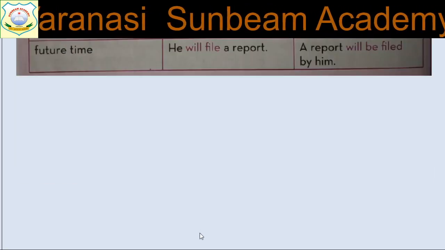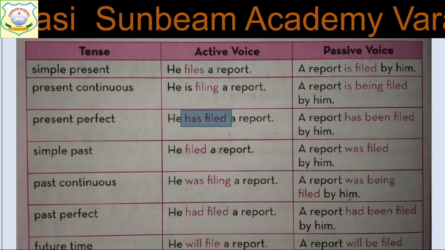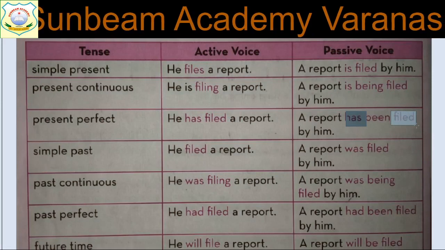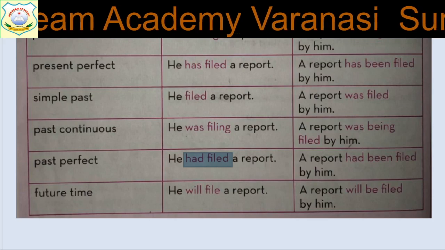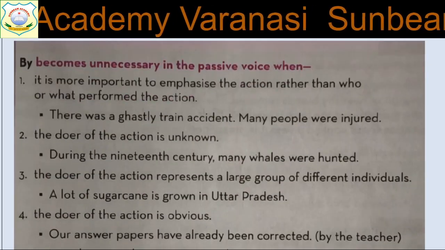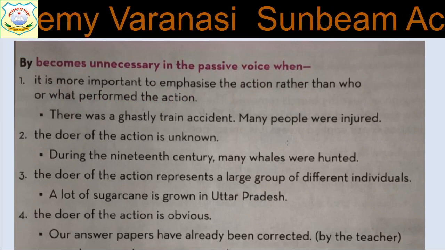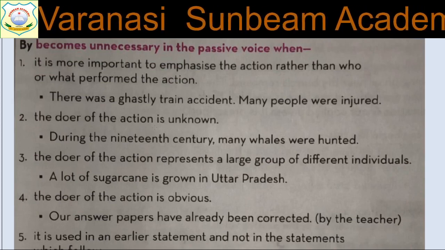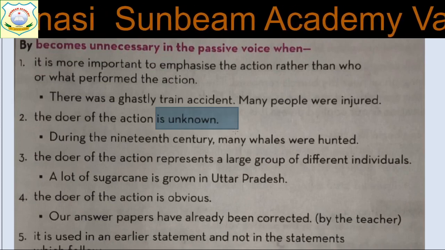Okay, and here in present perfect, has filled, you are using been between the helping verb and the main verb. Again here in past perfect, had filled, and you are using been between the helping verb and the main verb. So that's it. Now children, as I told you, why do we make use of passive voice, the same thing is described, along with when by or objects are not to be used. So when the doer is unknown, there you do not make use of passive voice.